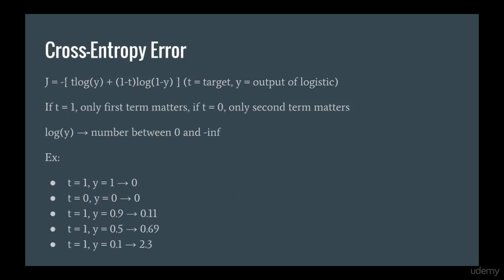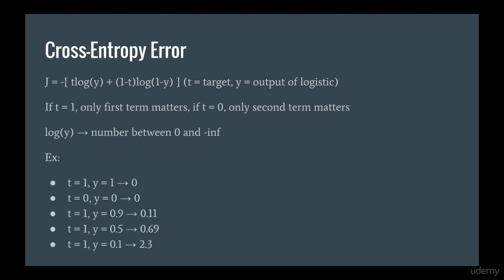Alright, so the cross-entropy error function is the negative of the target t times the log of y, plus 1 minus t times the log of 1 minus y. First, let's observe that only one of these terms will matter at a time. Why is that? Because either the target is 1 or it's 0. So if the target is 1, only the first term matters, and if the target is 0, only the second term matters.